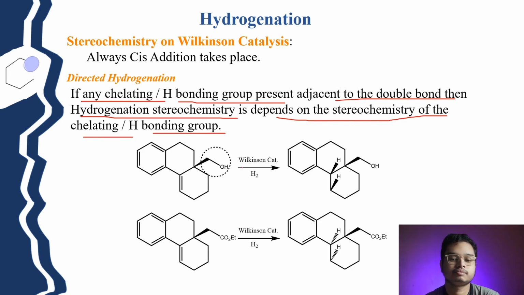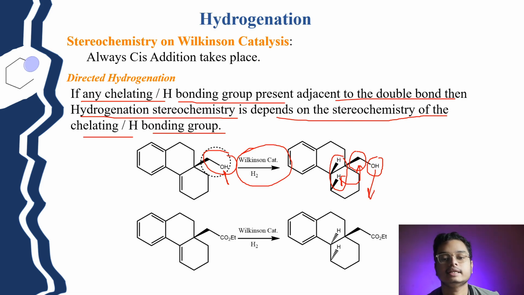For example, here this OH is a hydrogen bonding group, capable of hydrogen bonding. So in the presence of Wilkinson catalyst, even though it might face some steric issues, it will retain the same stereochemistry upon hydrogenation, because the driving force is this particular group capable of hydrogen bonding, and that's why the stereochemistry exclusively matches that particular stereochemistry.